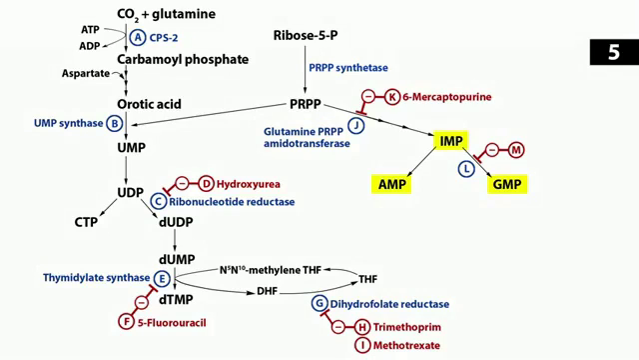Letter L is the enzyme that converts IMP to GMP, and it's called IMP dehydrogenase. Now, if IMP dehydrogenase sounds familiar to you, and I hope it does, it's because there's another immunosuppressant that specifically inhibits this enzyme. Do you remember what that drug is? It's mycophenolate. So that's letter M, mycophenolate. So that's purine synthesis, or de novo purine synthesis.